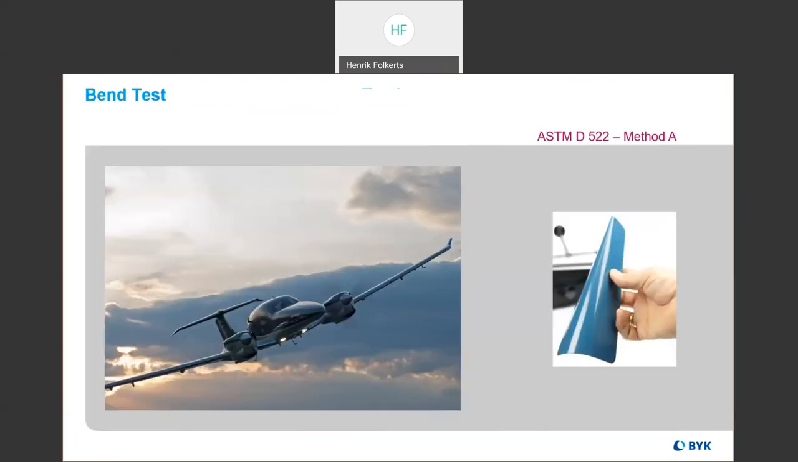Let's start with a bend test defined by the ASTM D522 method A. Method A stands for the conical mandrel, which you can also see in the picture, showing how the panel was bent. This method is, as mentioned before, used in the aircraft industry. Let me show you this test method in a more particular way.